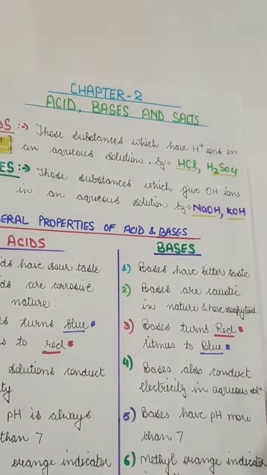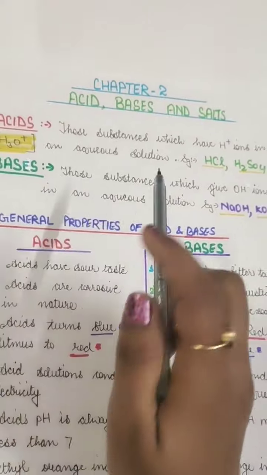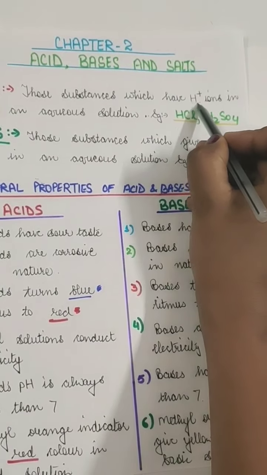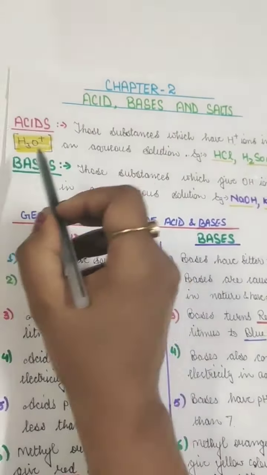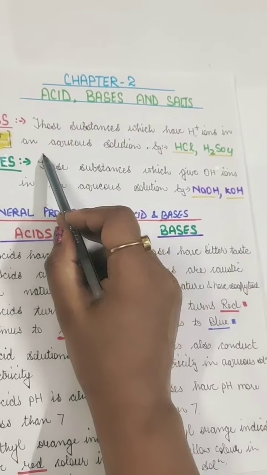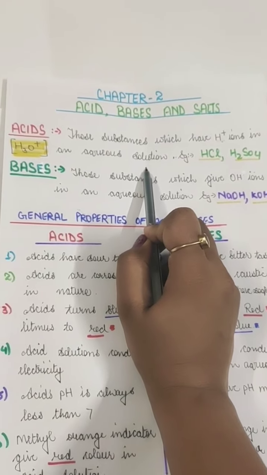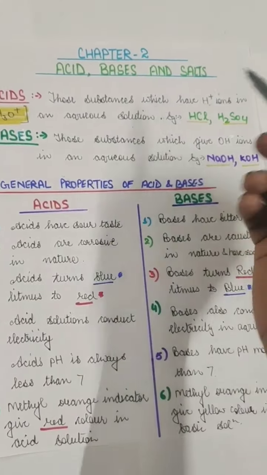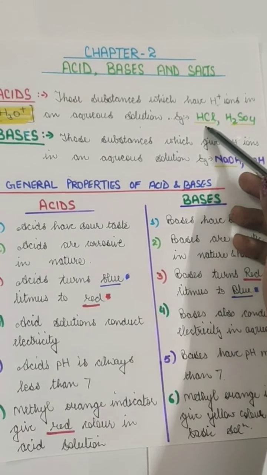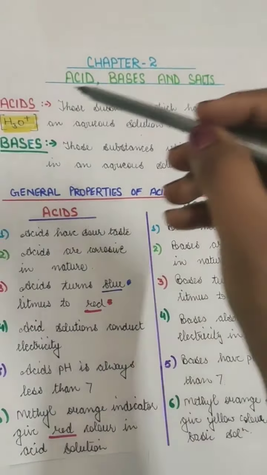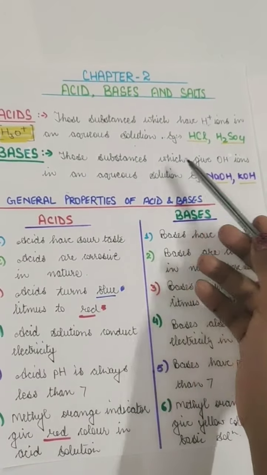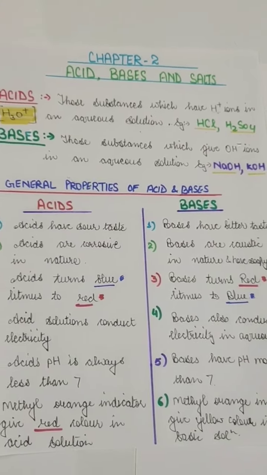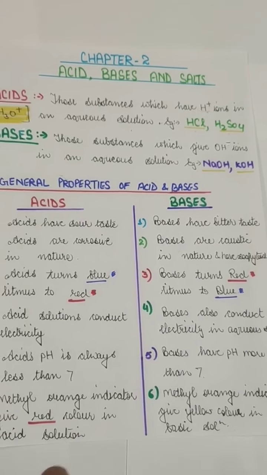So here is the simple definition of acids. Those substances which give hydrogen ion, this H, or hydronium ion in an aqueous solution. That means whenever we mix them in water, they form an aqueous solution, and they are called acids. For example HCl, H2SO4, HNO3 and so on. Bases are those substances which give OH ion in an aqueous solution, that is NaOH, KOH and many other bases.